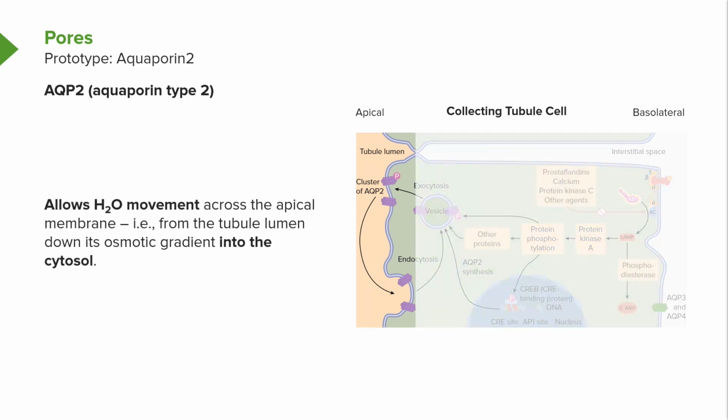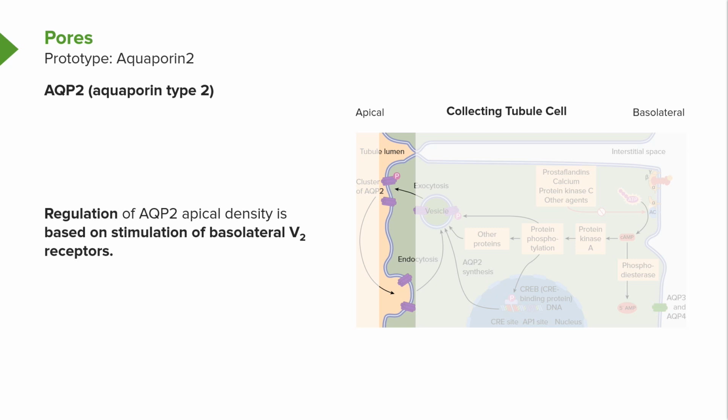These are all in the apical membrane here, allowing water transport to move. But you need to have an osmotic gradient for water to move. What determines water transport is basically the density of aquaporin 2 channels on this membrane. The more channels you have, the more water will move if you have an osmotic gradient. The fewer channels you have, the less water will move if that gradient exists.